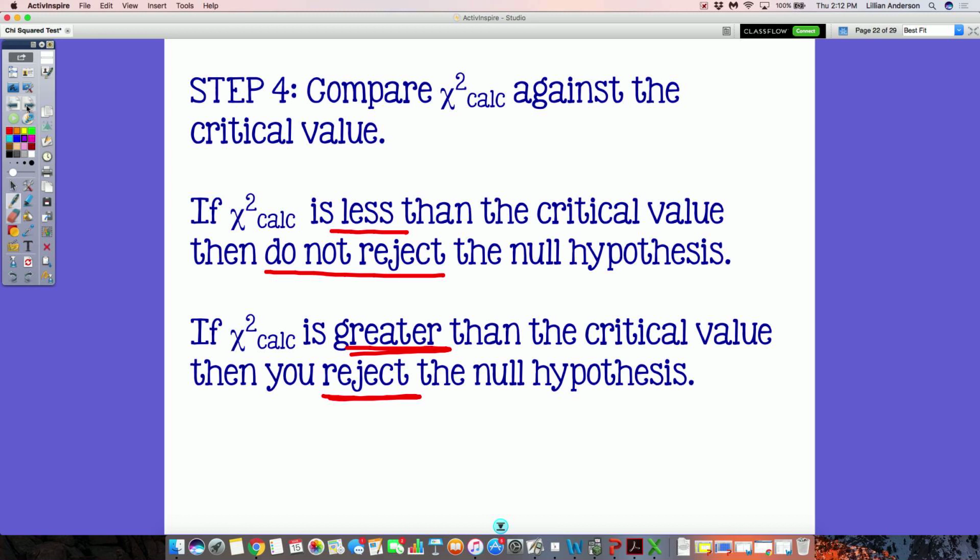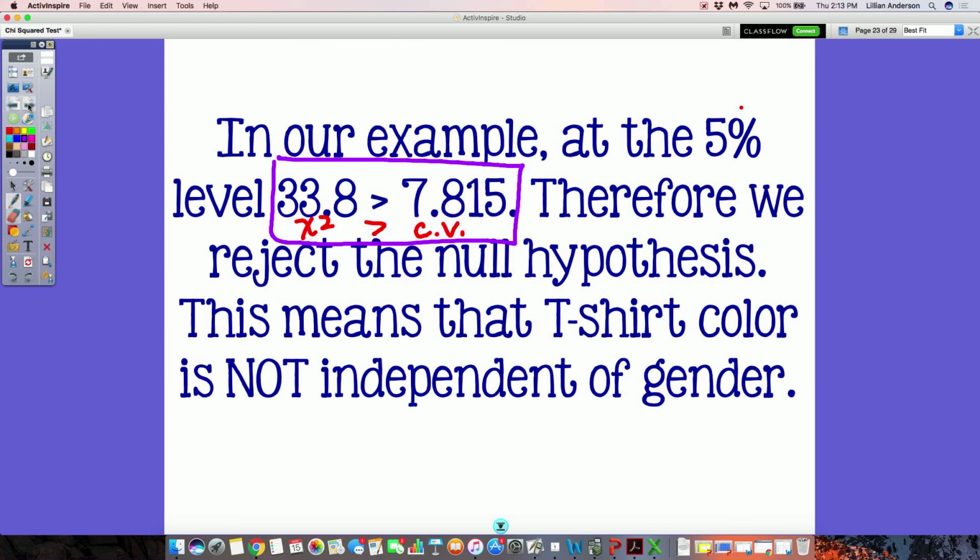So, what was our chi-squared test statistic for our example that we were using? 33.8. So, if we were to compare that with, at a 5% significance level, the critical value would be 7.815. That means that the chi-squared test statistic value is greater than the critical value. And if it's greater, that means you reject your null hypothesis. Now, our null hypothesis said that color was independent of gender. So that means we would reject it. That would mean that t-shirt color is not independent of gender.